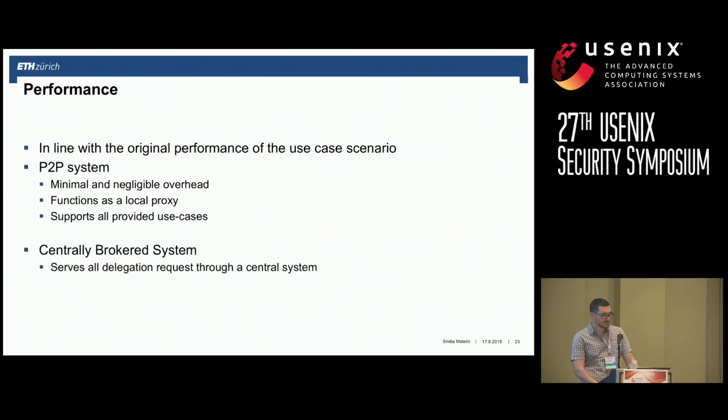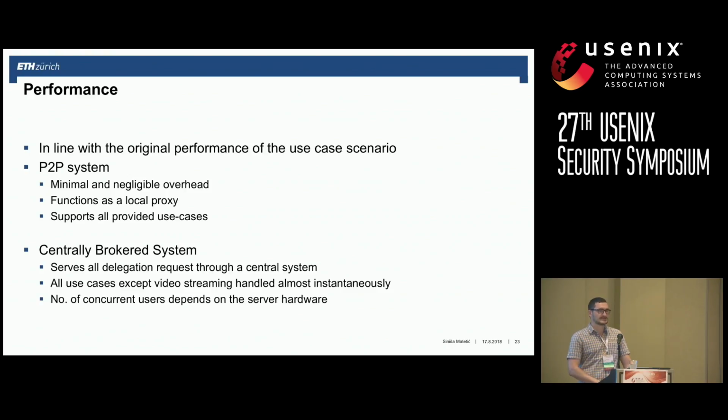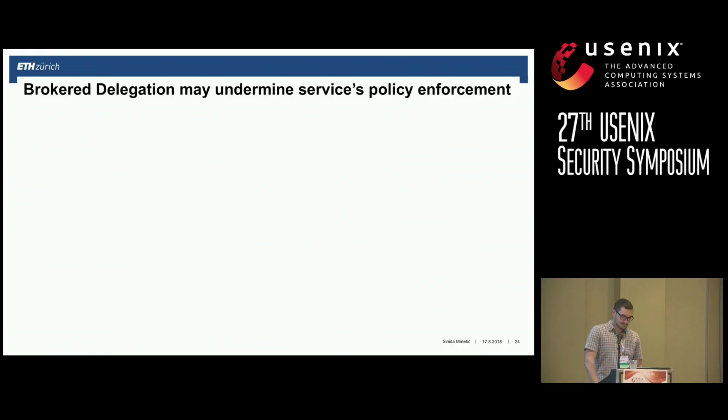Just to go quickly through the performance: it is in line with the original performance of the use case scenarios, so the deviation of the performance of a specific service operator is greater than the overhead that we have here. In a peer-to-peer system, you don't even feel any overhead because the actual proxy is residing on your machine. In the centrally brokered system, of course, traffic needs to go through a cloud environment. So the only difference between these two is that in a centrally brokered system, you can't really log into a service like Netflix and stream video, because if that were done by 1,000 users concurrently, there would be a heavy overload and heavy bandwidth on the centrally brokered system. While in a peer-to-peer system, where it's one-to-one delegation relationships, you can do that.